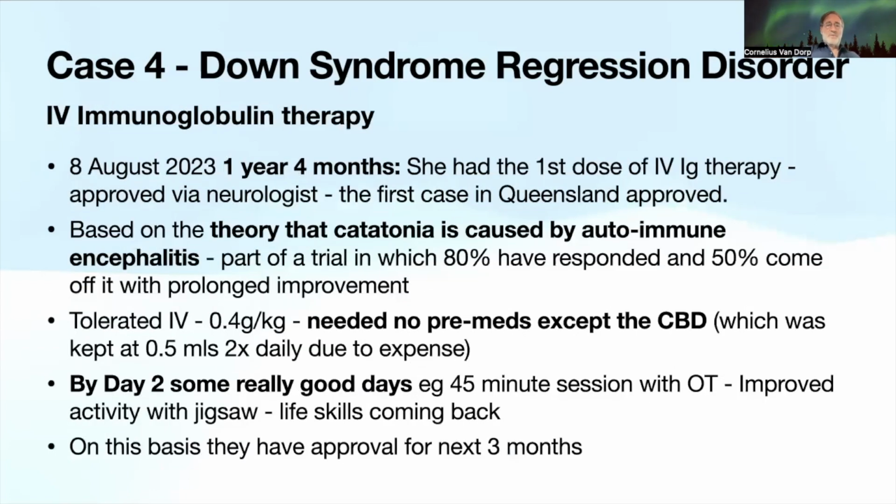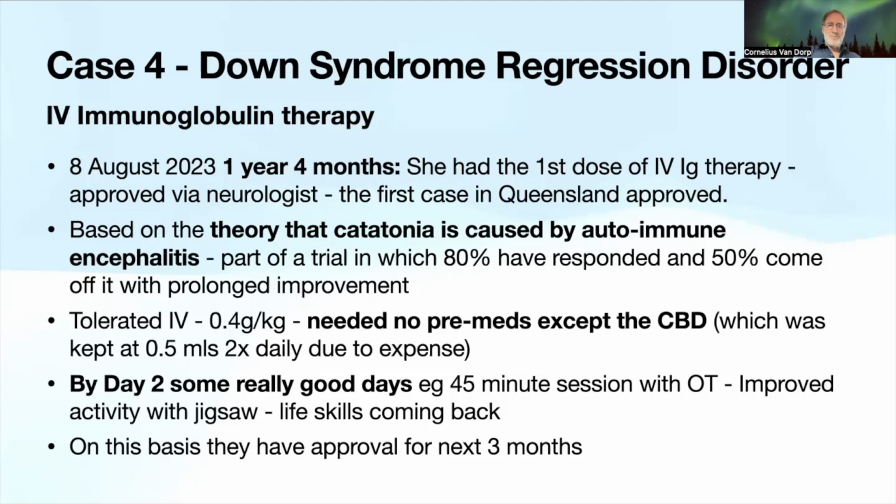At 1 year and 4 months, she had her first dose of this immunoglobulin therapy, based on the theory that catatonia is an autoimmune encephalitis, part of a trial in which 80% have responded and 50% come off with prolonged improvement. This is the first case that was approved in Queensland.